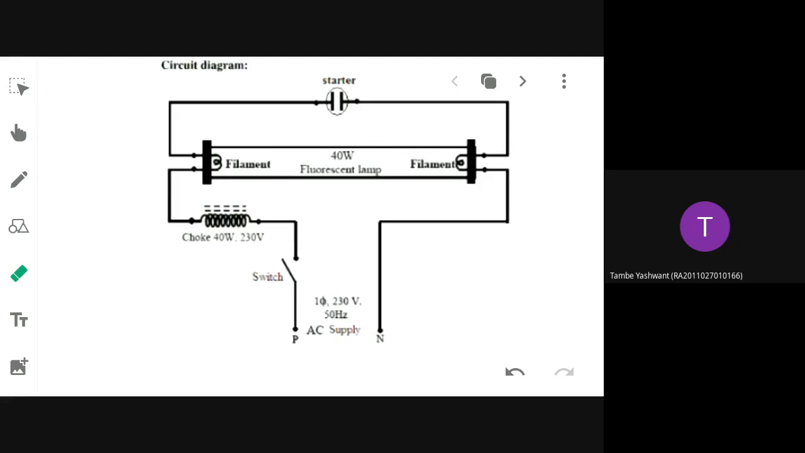First, let me put a demo. Then you try it. Nowadays you are having tube lights with an integrated choke. Nowadays advancements have come quite a lot. But still, you need to learn how to give a tube light connection. That is basic for an electrical engineer.